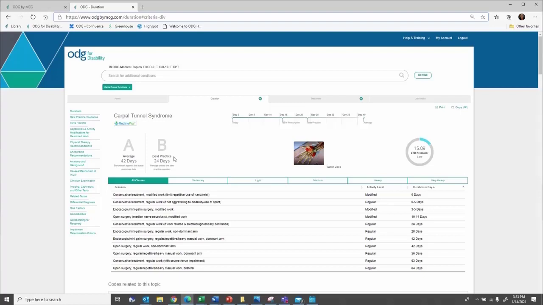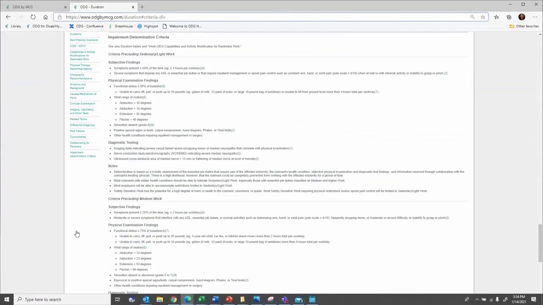Second is the enhanced clinical content. If you look at the left side, you'll see an index, and this is all of the specific areas that we're providing new clinical information to help you when you're managing your claims. All you have to do is click on the link and it'll take you directly to that section. On the right is the LTD predictor. This is the score that tells you the likelihood that your claim is going to transition from short-term to long-term disability. And finally, the impairment determination criteria. So it's here on the left, and if you click on the link, it'll take you directly to that section.